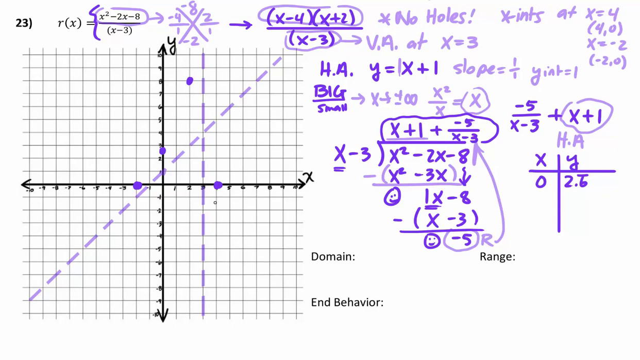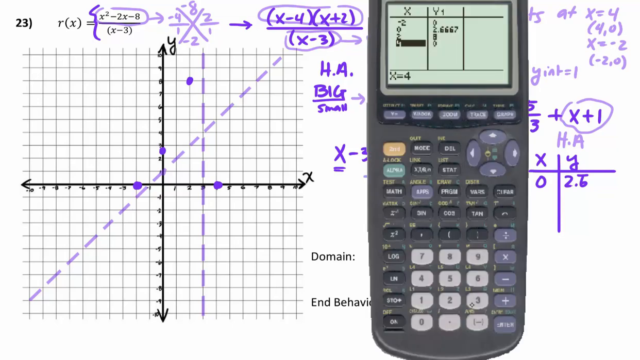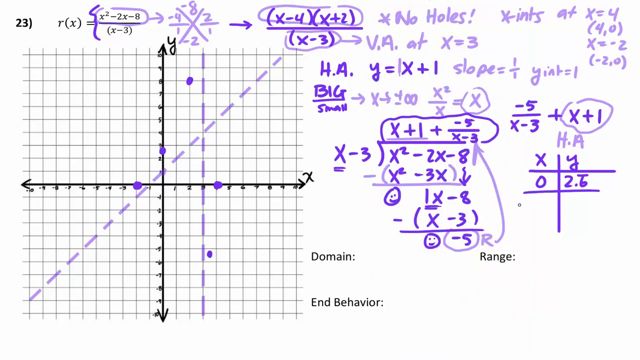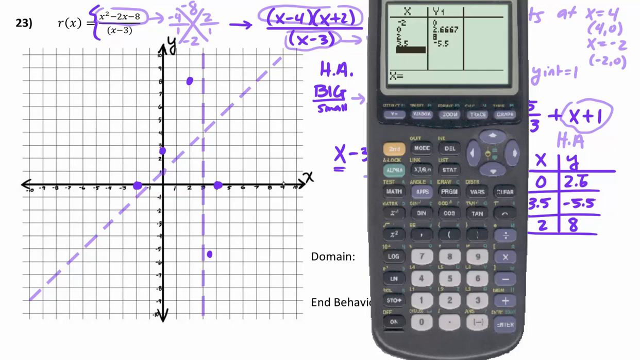Then I can choose some values that are a little bit to the right of the asymptote, the vertical asymptote, so maybe 3.5. That's negative 5.5. I probably want to write down that 2,8 point as well that I put in my calculator. And then let's get one over closer to like maybe 9 or 10 or somewhere along those lines.